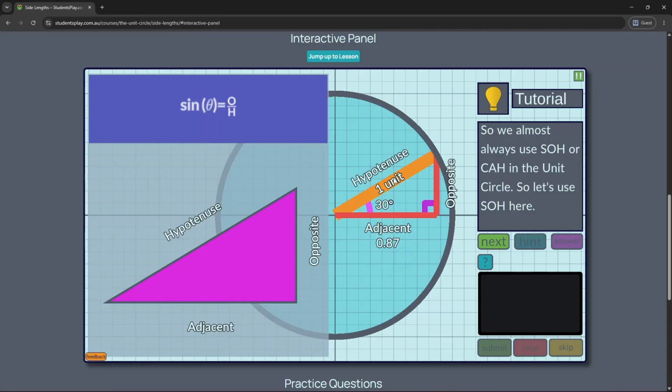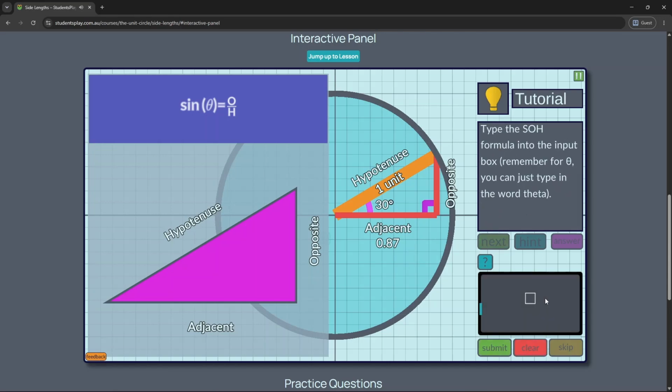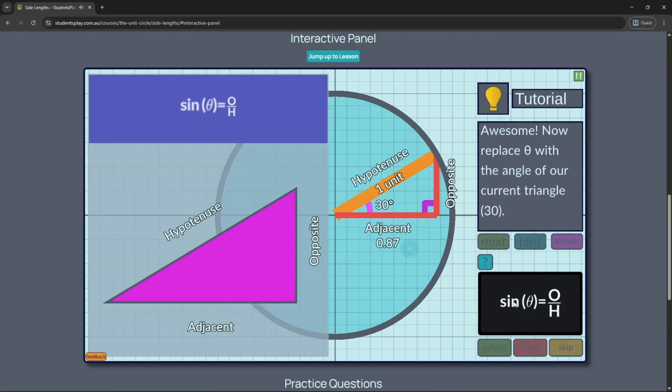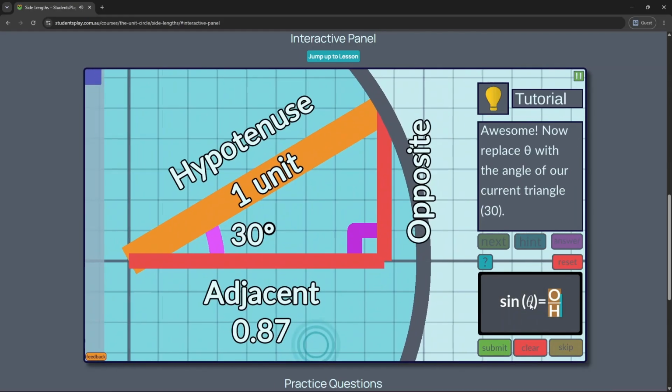It's much easier to just use the hypotenuse, which has a length of 1. Type the SOH formula into the input box. Remember, you can just type in theta for theta. So sine theta equals O over H. Make sure you use capitals. And replace theta with the angle of our current triangle, which is 30.